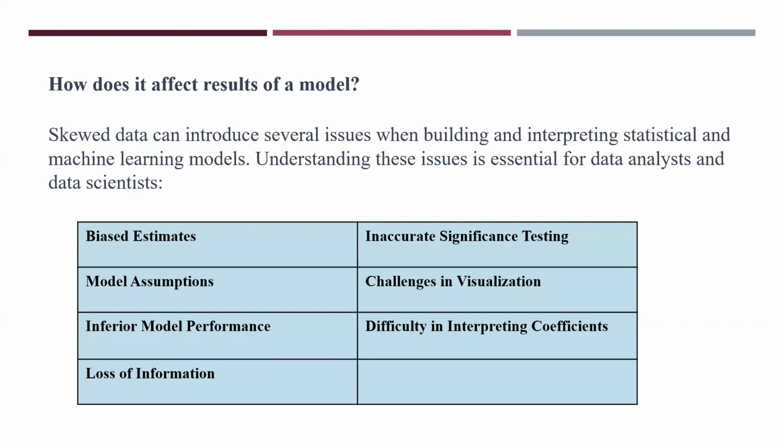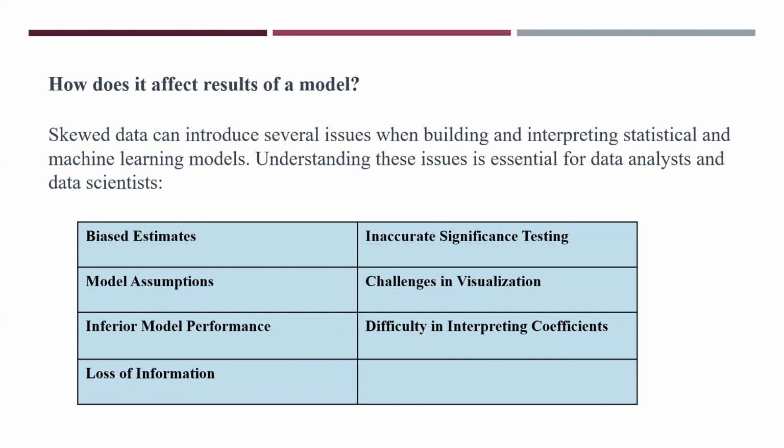Then another one is inferior model performance. Skewed data can negatively impact the performance of a machine learning model. Models like linear regression, logistic regression, and k-means clustering may not work optimally with skewed data because they rely on underlying assumptions that are not met. Skewed data can lead to inaccurate predictions and suboptimal model fits.